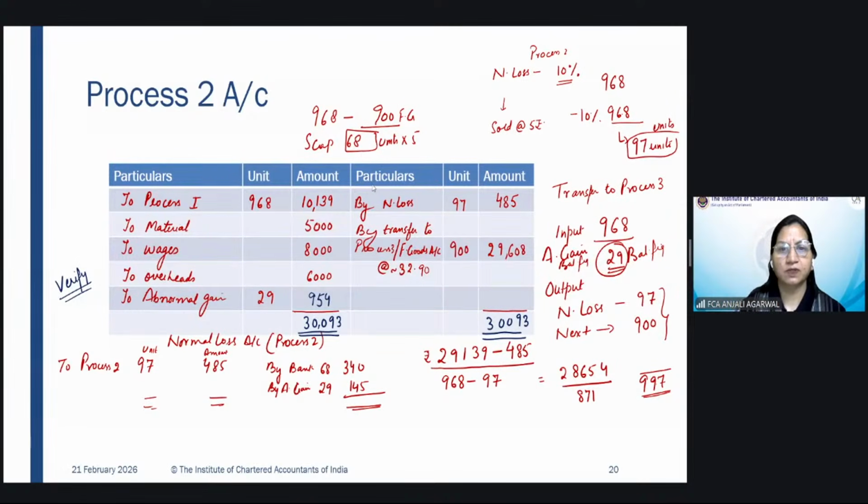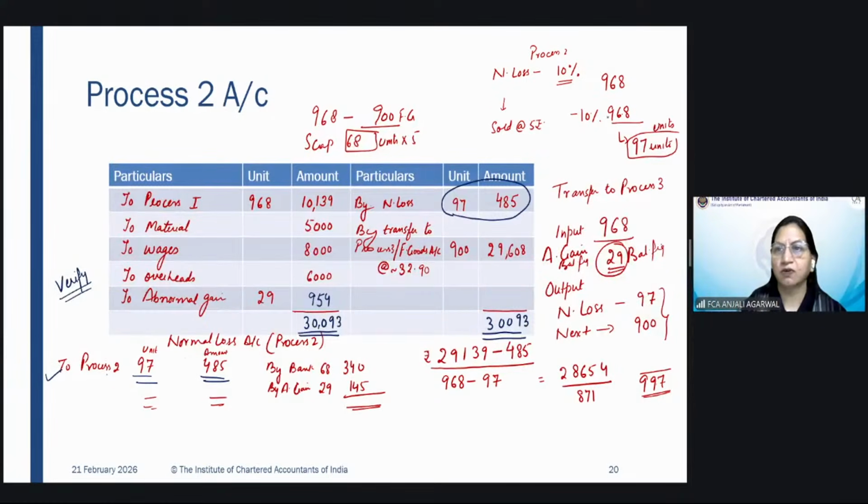I'm confused. How will normal loss account get tallied in case of abnormal gain account? Okay. So normal loss account says to process 97 units, which should have been sold for 485. This is the entry which I'll paste in the normal loss account, right? By normal loss account. So what is the general entry? Normal loss account debit 485 to process 2. So in the normal loss account, you will have to process 97 units, 485.